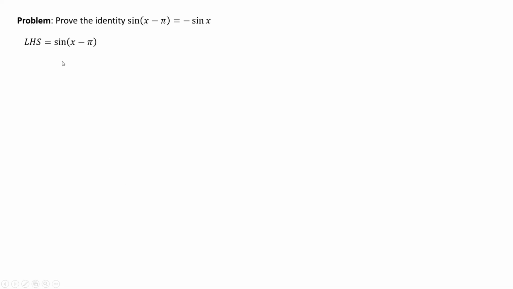Left hand side is sine of x minus pi, and we can immediately say that looks like sine of a minus b, which is sine a cosine b minus cosine a sine b. So let's use that and write this as sine x cosine pi minus cosine x sine pi. Cosine pi is negative 1. Sine pi is 0, right? So this becomes negative sine x minus 0, which is negative sine x. That's the right hand side.